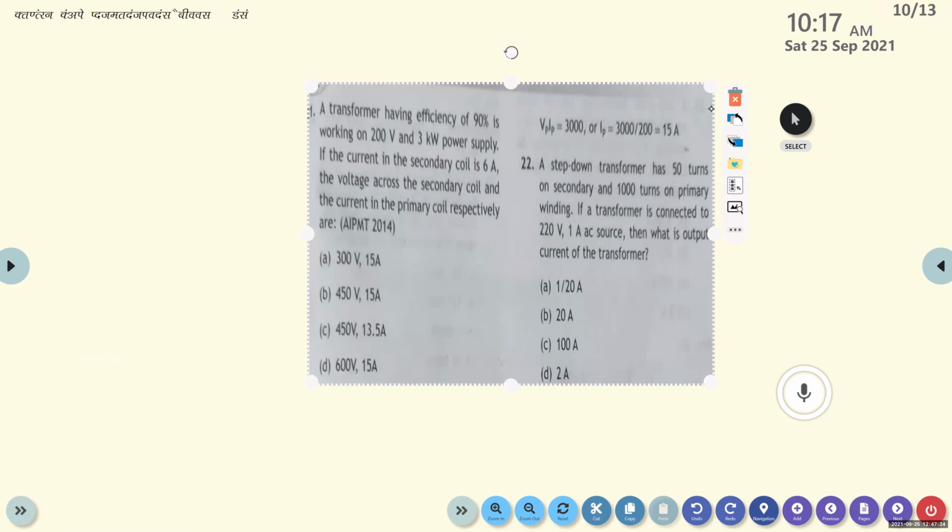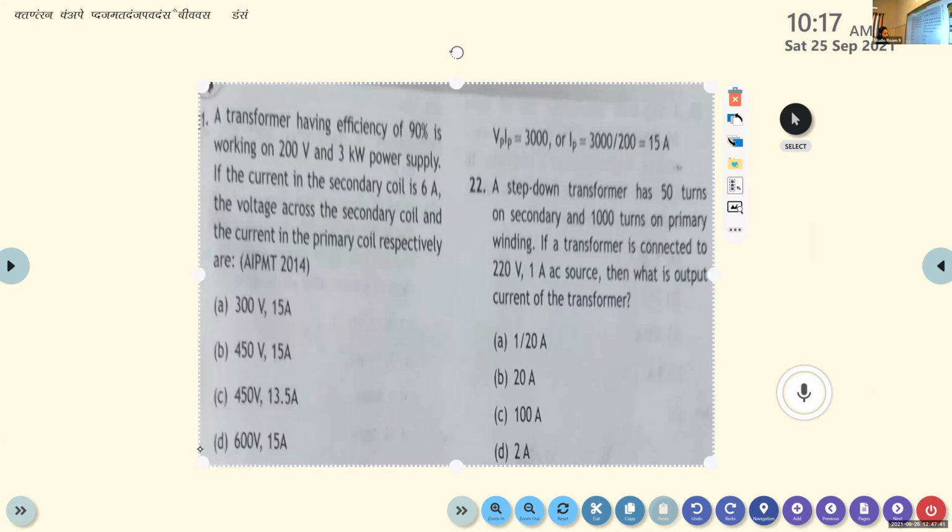Whenever I also solve the problem with the equation Vs by Vp is equal to Ip by Is, we get the answer 500 volt. Otherwise, if you use the equation of efficiency, then we get the exact answer, 450 volt, right? Yes, ma'am, I think it is better to do this problem with efficiency.